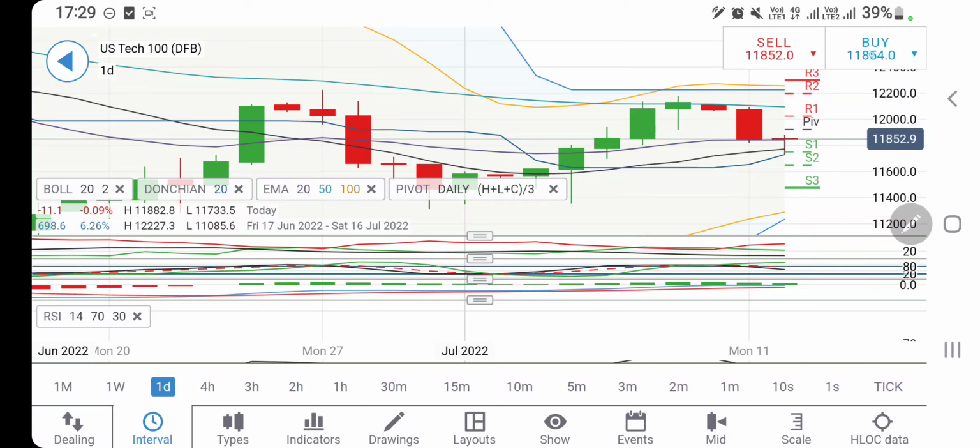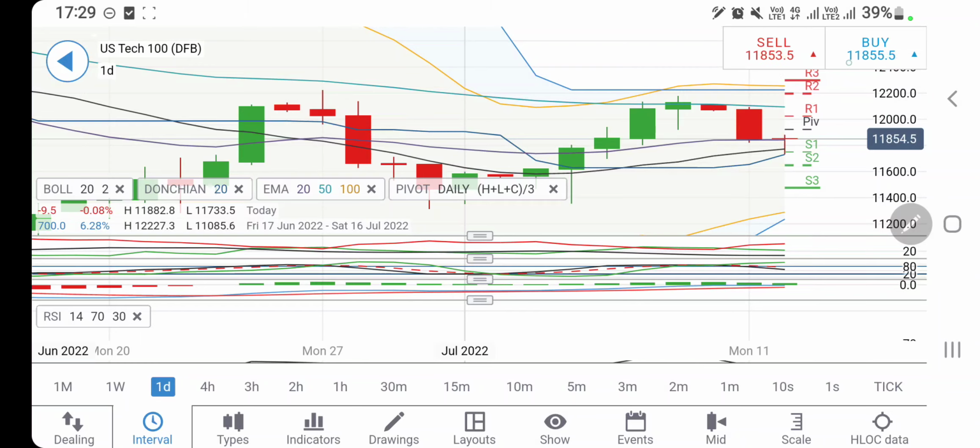And yes, the only short entry I'll recommend is below 11750 levels. If it trades below 11750, you can go short, and then one can expect 11650, 600, and below that we may see a very sharp drop towards 11500 levels. So take your positions accordingly.